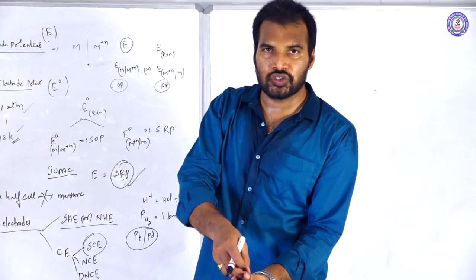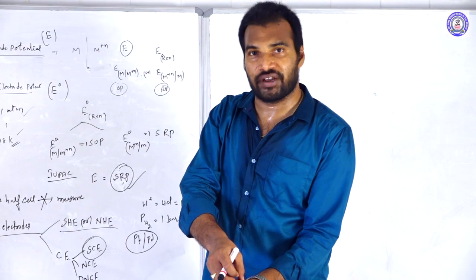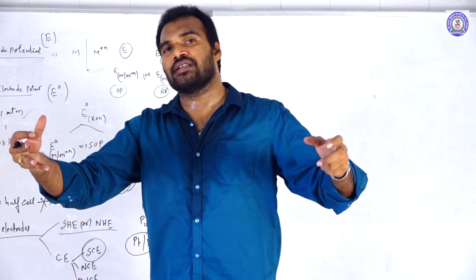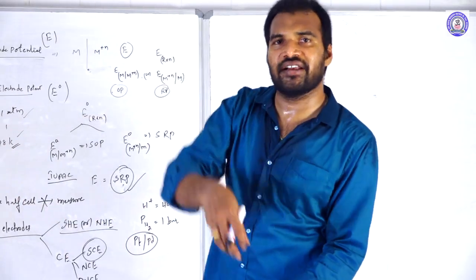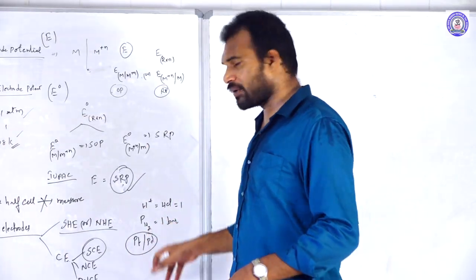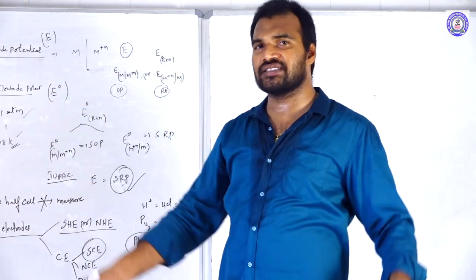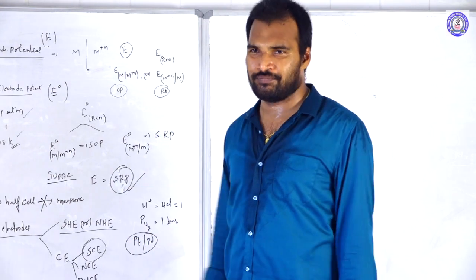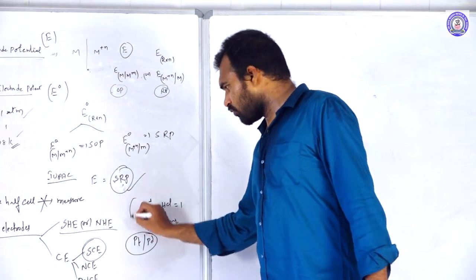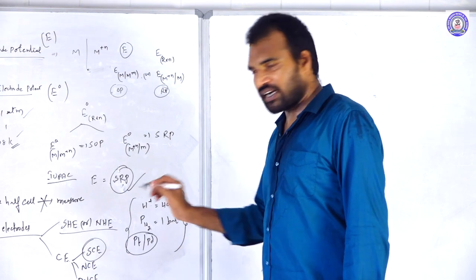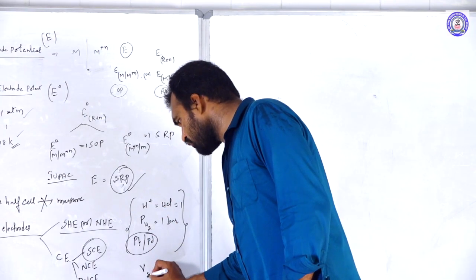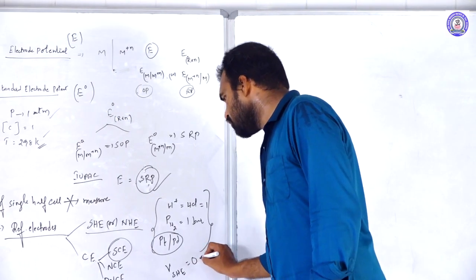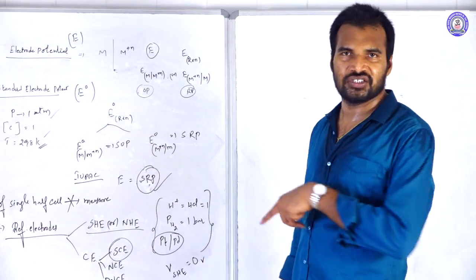Into that HCl solution you pass hydrogen gas with a pressure of 1 atmosphere, 1 bar, and to increase the surface area we provide inert electrodes. By using platinum or palladium, we increase the surface area so that the contact between the gas and the solution is more. When you provide that, the voltage of the standard hydrogen electrode is 0 volts.